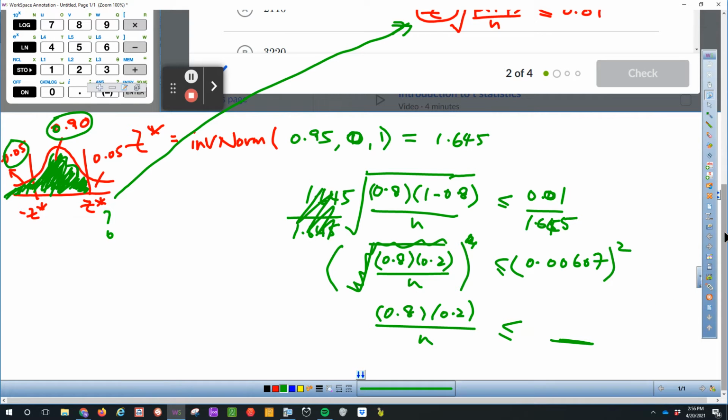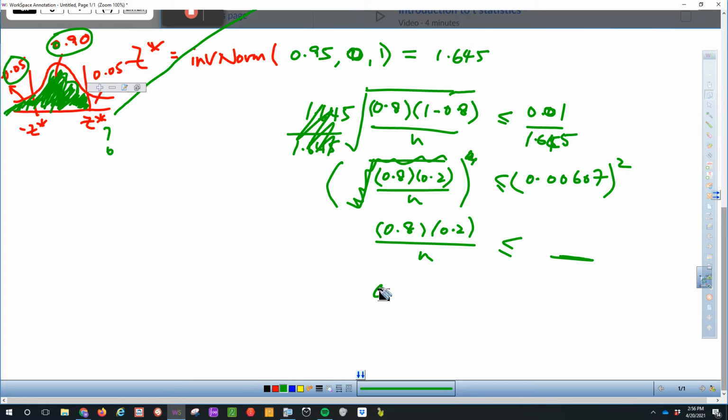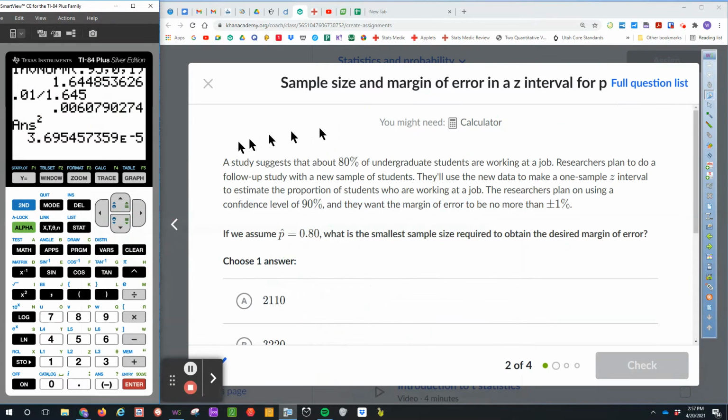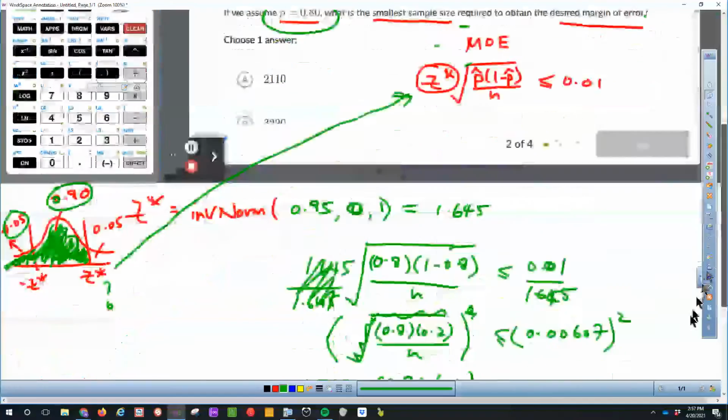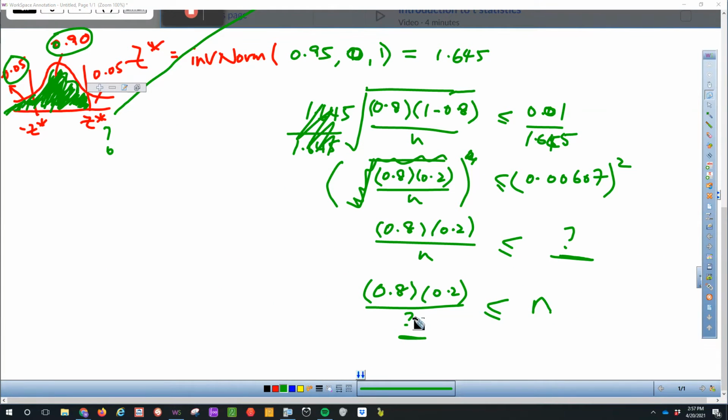Now, I hope this is not too confusing. This 0.8 times 0.2, I need to switch this place and this place. Just switch it over. So put this value underneath in the denominator of the fraction, and put this n right there in front. See how easily this works: n is now greater than or equal to 0.8 times 0.2 divided by this question mark value, which we have here. So what we need to do is take 0.8 times 0.2, and then divide by that value.